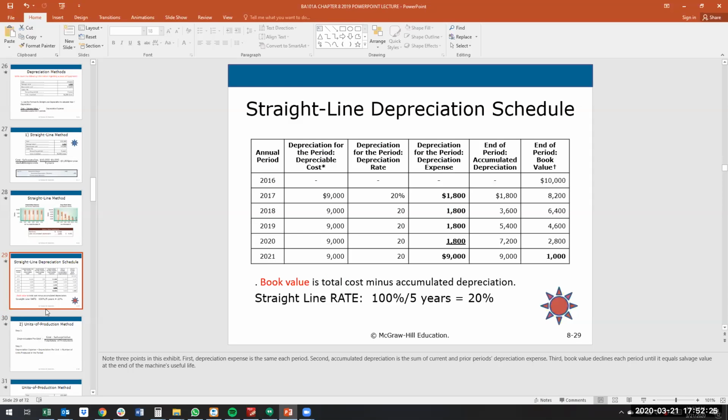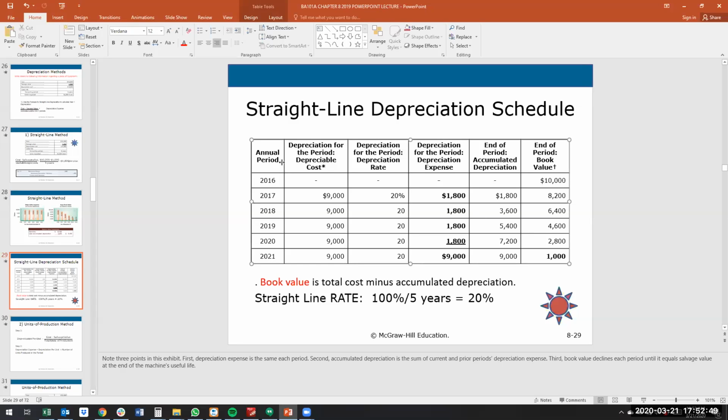And then here's a good example of a schedule. So 10,000 end value, depreciation 9,000. This is depreciable cost, 20%. Well, that's 1 divided by 5 is 20. And then we get an expense of 1,800, end of the period amortization. Accumulated amortization is 1,800. This is their book value. And as we see, the accumulated amortization goes up by the expense, the book value goes down.